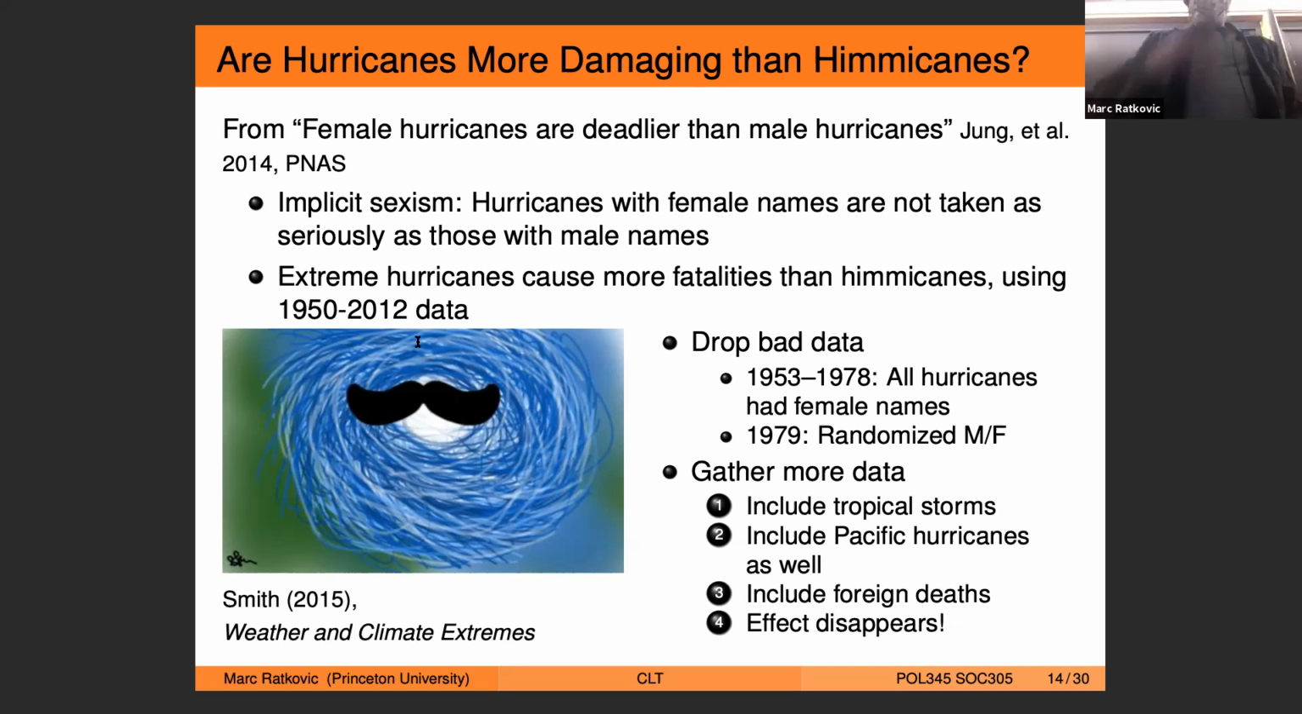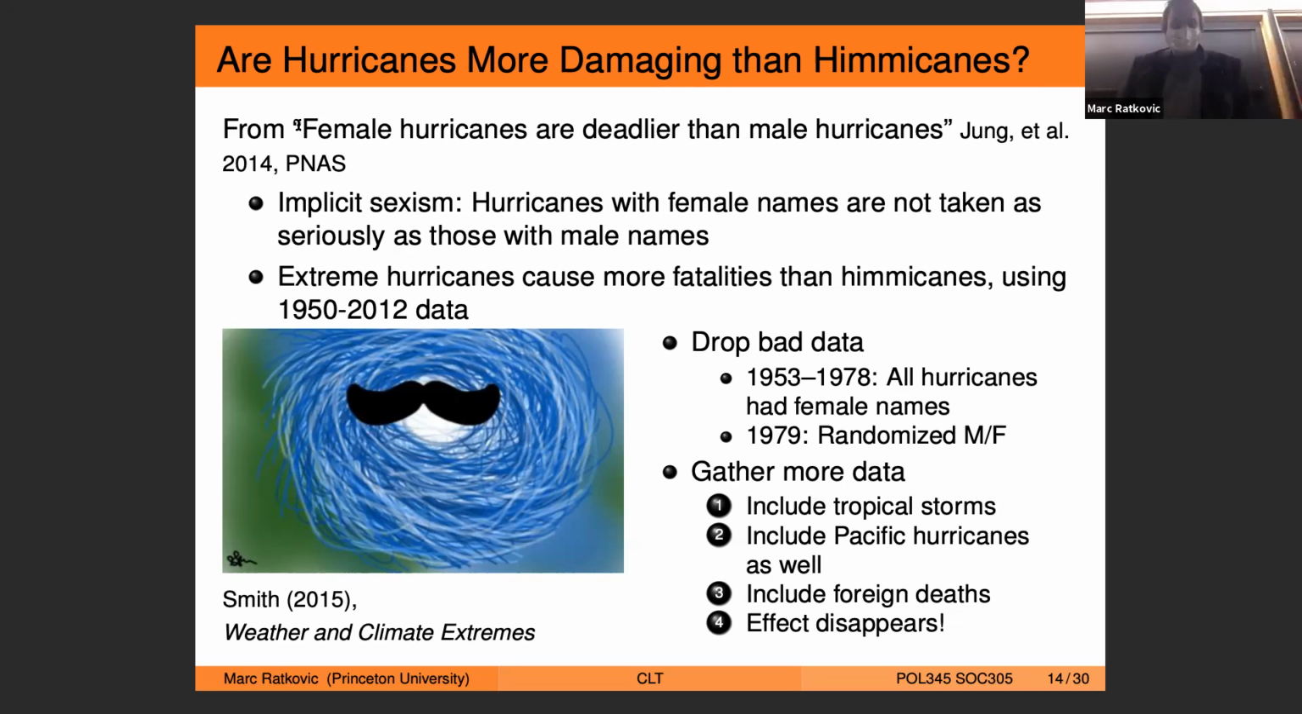Okay, so this paper came out in the Proceedings of the National Academy of Sciences, which is a serious journal. And the title of it is that female hurricanes are deadlier than male hurricanes. The argument that the authors made: hurricanes in the United States, I don't know about worldwide, are they named after males and females? At least in the United States, hurricanes are named after a male and a female, alternating gender of the name over the course of the hurricane season.